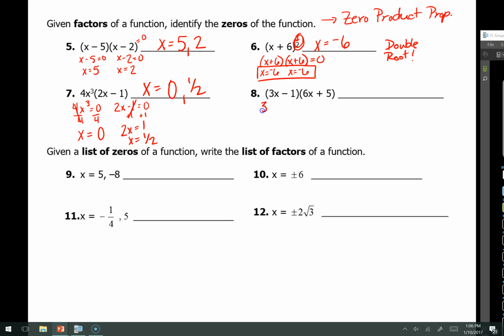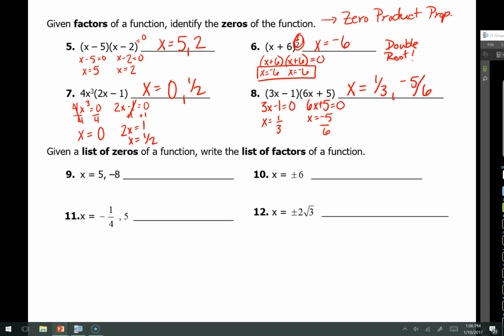Okay, this next one, 3x minus 1 is a factor, so it's equal to 0, or 6x plus 5 is a factor, so that's equal to 0. That means x is equal to 1/3, and x is equal to negative 5 divided by 6. So our zeros here are 1/3 and negative 5/6.